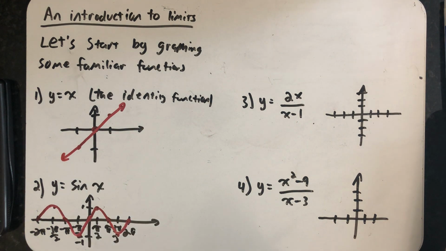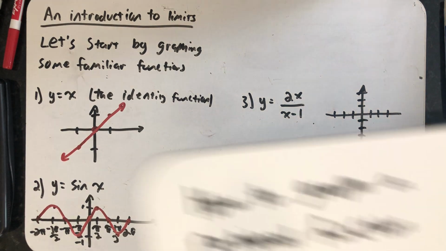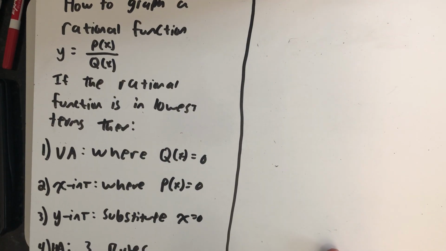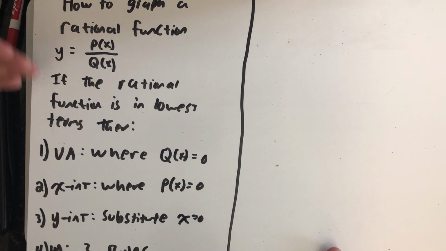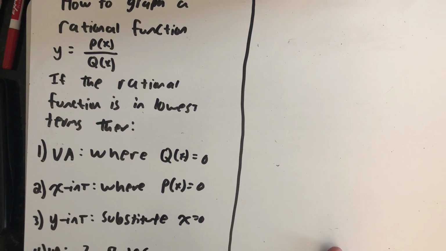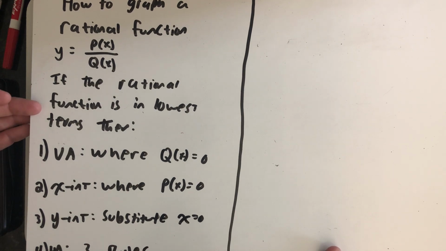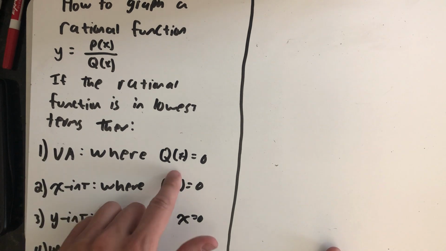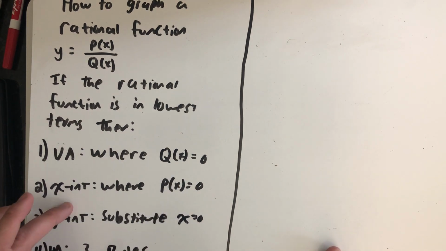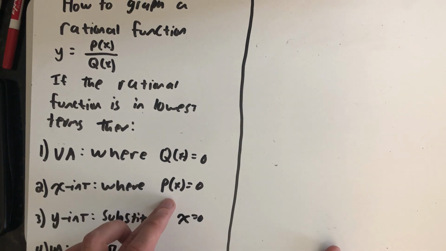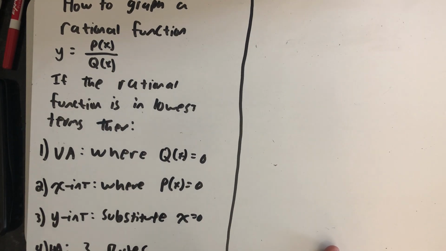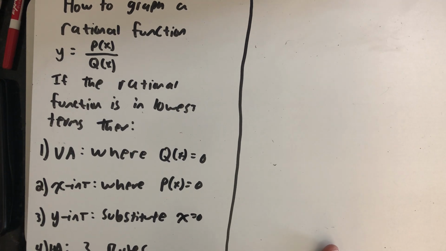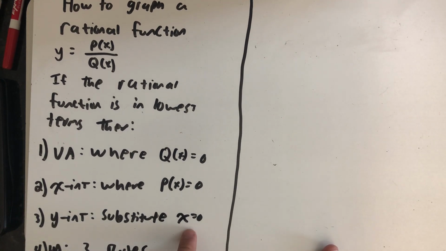And here I have 2 rational functions to deal with. So I thought we would take a moment to review how to graph a rational function. I think of it as a polynomial over a polynomial. And if that rational function is in lowest terms, my steps are pretty easy. The vertical asymptotes occur where the bottom is equal to 0. The x-intercepts occur where the top's equal to 0, because anywhere the top's equal to 0, 0 divided by a number is 0, I get an x-intercept. For the y-intercepts, I just plug 0 in for x.